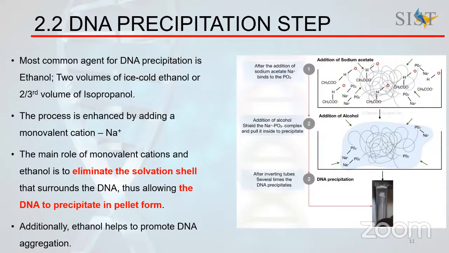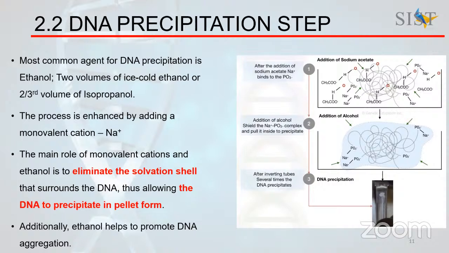So in the DNA precipitation step, in order to precipitate the DNA, we'll have to add ethanol. All right. So the addition of ethanol enhances the precipitation of DNA while Na plus ions, or any other monovalent cation which can bind with the DNA, are present. The ethanol should be at least 2/3 volume of the aqueous lysate. We add these monovalent cations because they can eliminate the solvation shell that surrounds the DNA, therefore allowing DNA to precipitate in pellet form.